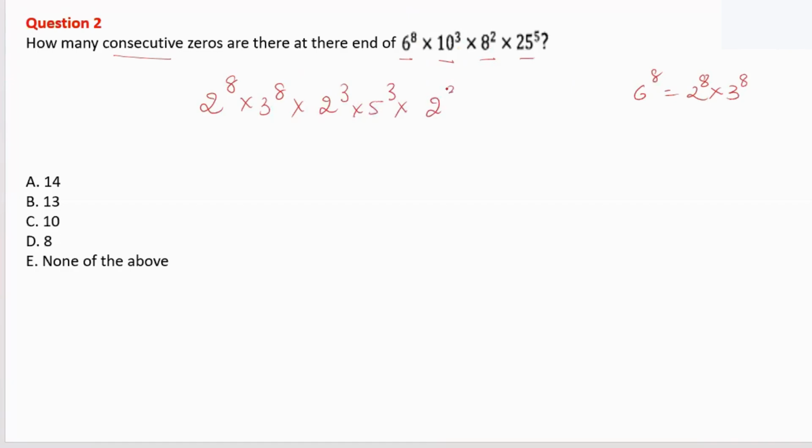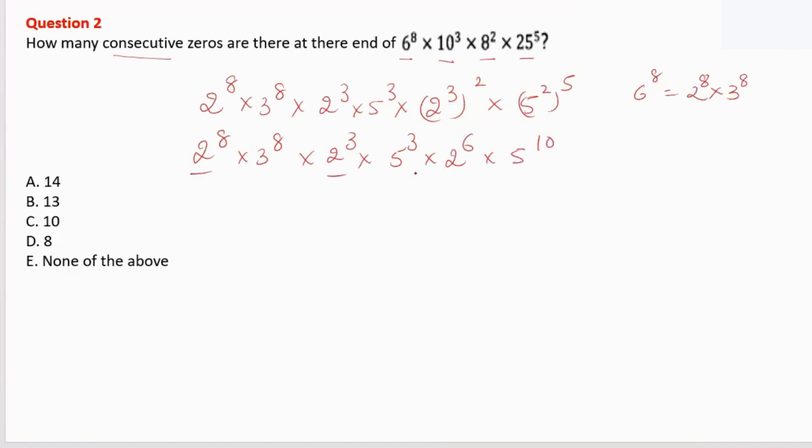So it's 2 cube and its square. Power to power will be multiplied. 25 is 5 square, that's power 5, and power to power will be multiplied. So it's already 2 raised to power 8 into 3 raised to power 8 into 2 raised to power 3 cube, and 5 raised to power 3. Power to power will be multiplied: 3 raised to power 2 is 6, 5 raised to power 5 into 2 is 10.